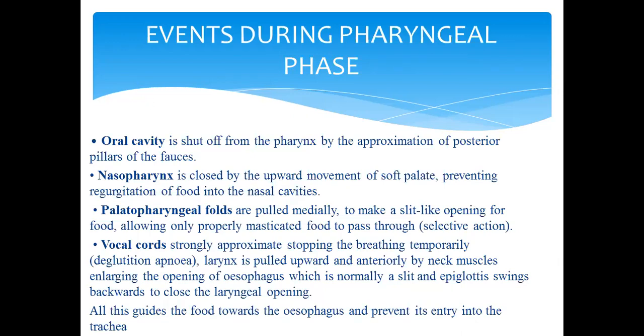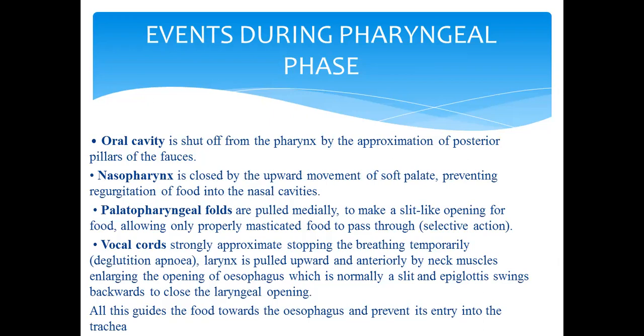Moving on to the events during the pharyngeal phase: the oral cavity is shut off from the pharynx by the approximation of the posterior pillars of the fauces. The nasopharynx is closed by the upward movement of the soft palate, preventing regurgitation of food into the nasal cavities. The palatopharyngeal folds are pulled medially to make a slit-like opening, allowing only properly masticated food to pass through. The vocal cords strongly approximate, stopping breathing temporarily, which is called deglutition apnea.